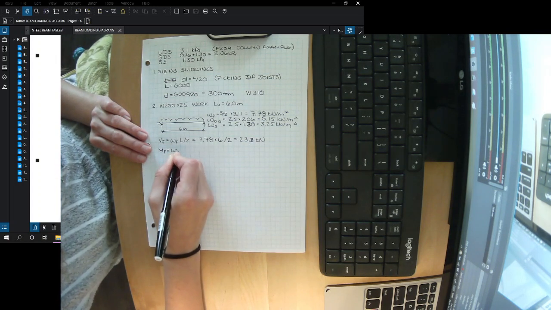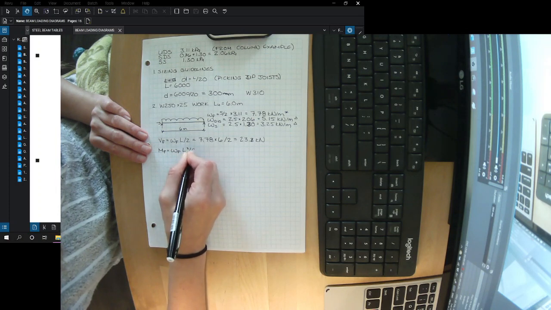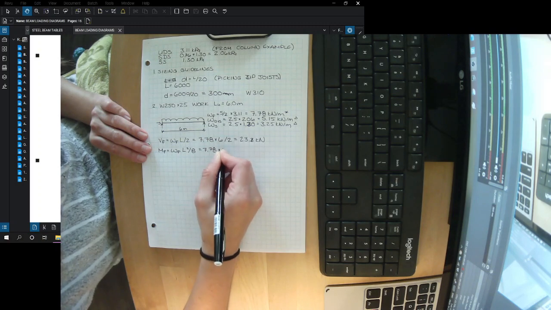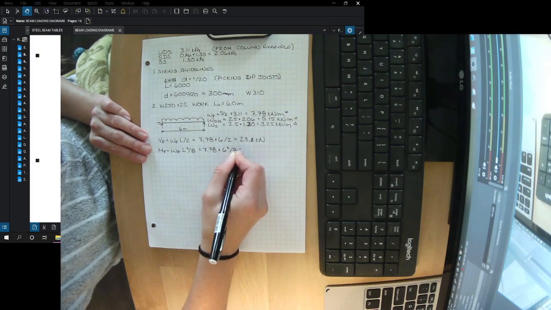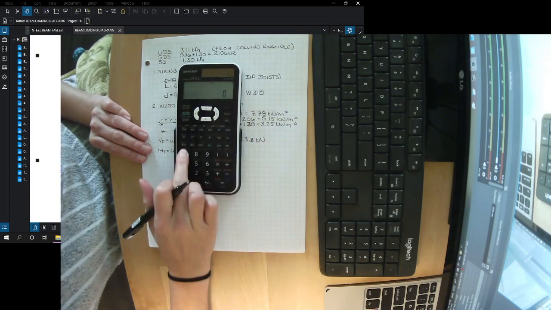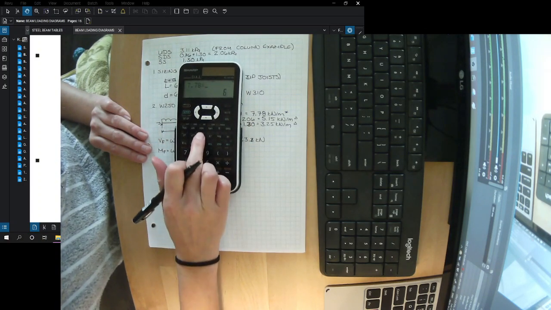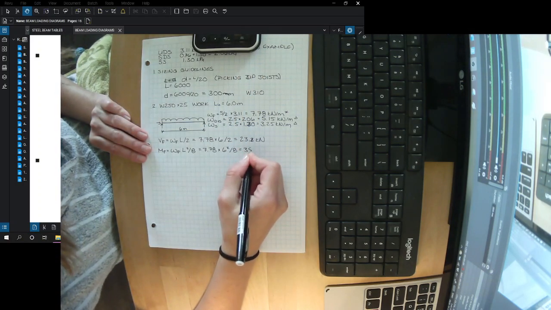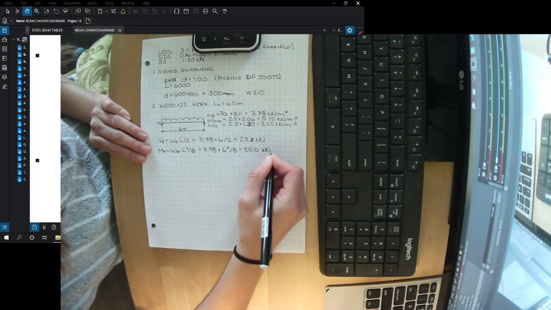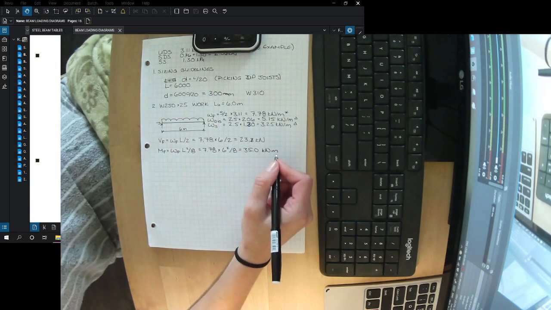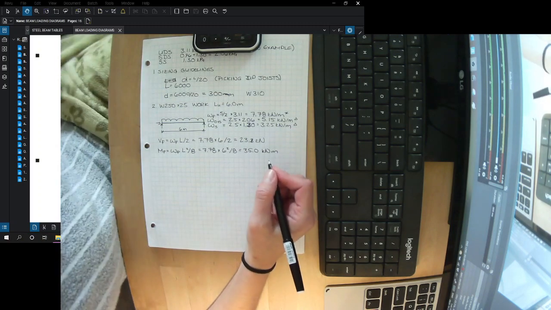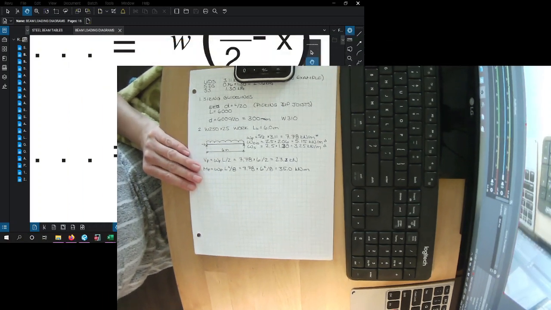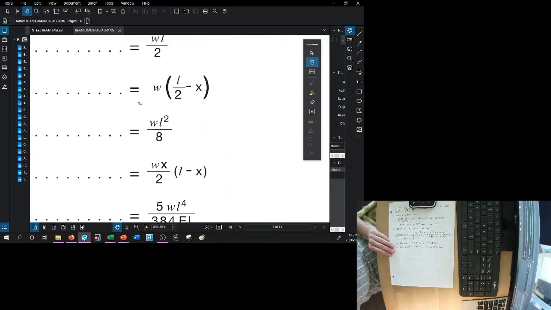We know that MF is WF L squared divided by 8, or 7.78 times our 6 meters squared divided by 8, or 35.0 kilonewton meters. So now at least we have something to compare against. But there's one other thing. There's this serviceability thing that we want to worry about.